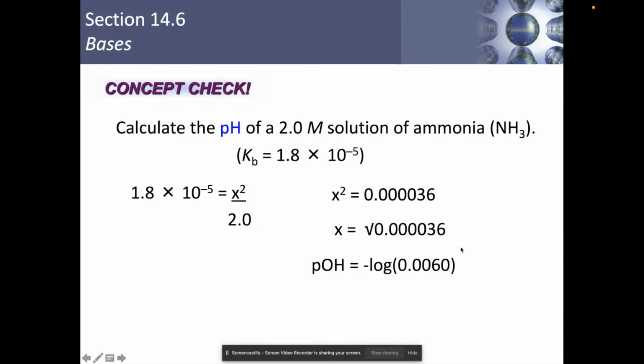So when I take the square root, I get 0.0060. I can take the negative log of that in order to get the pOH. The pOH is 2.22. To find the pH, I take 14 and I minus 2.22 to get 11.78. And that is how you utilize, I know it sounds like a lot, right? And that is how you utilize equilibrium expressions for weak acids and weak bases. Notice they are exactly the same process.